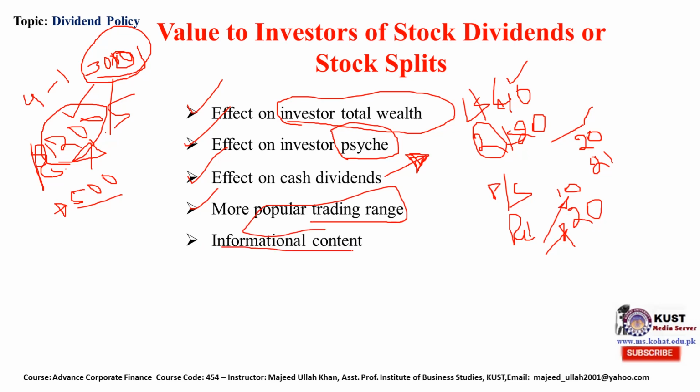Informational content: maybe the company implicitly gives a signal to the investors that they are increasing their shareholding base and have a good growth perspective, that they will maintain cash dividends on the basis of such a huge shareholding. So these are a few points that give value to the investor if a stock dividend or stock split occurs.